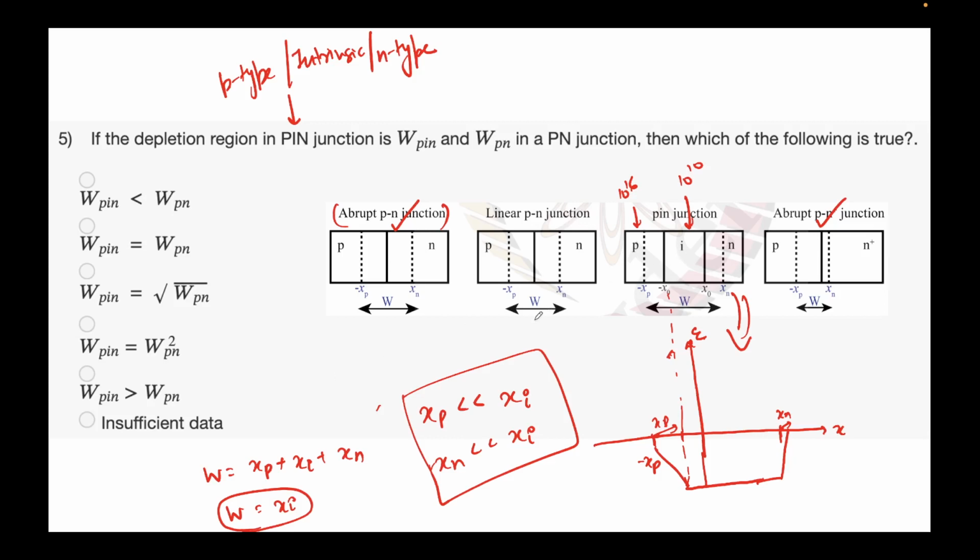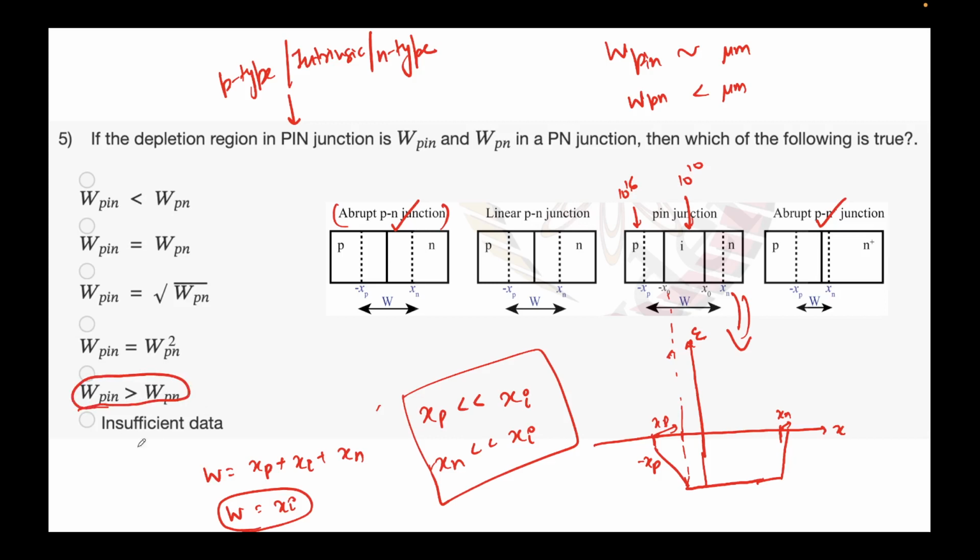So usually what we see is that WPIN is of the order of a few microns, and WPN, the depletion width within a PN junction, is smaller than a micron. In fact, it can be much smaller for modern devices. So that's why we conclude that WPIN is greater than WPN.